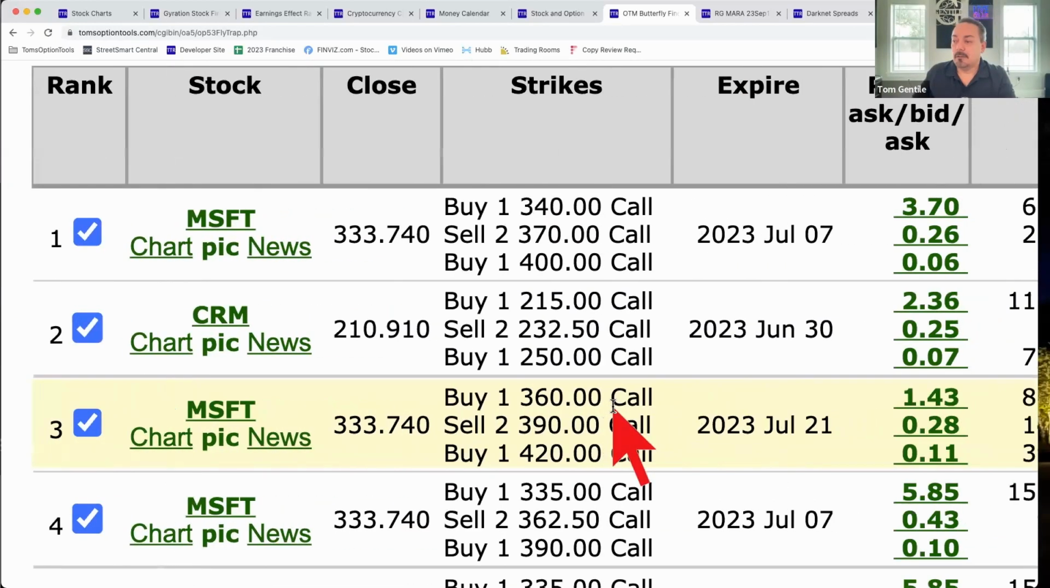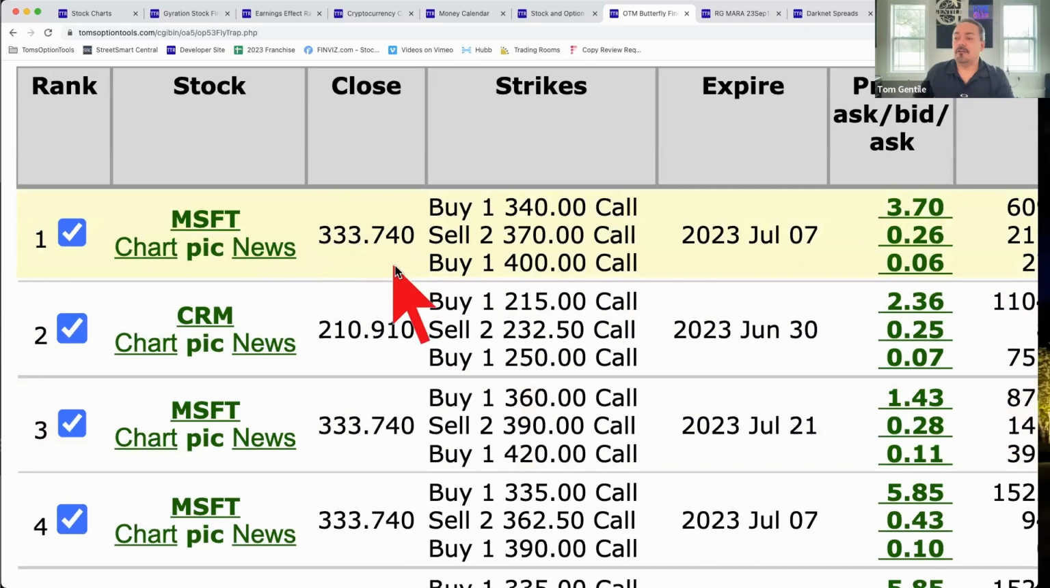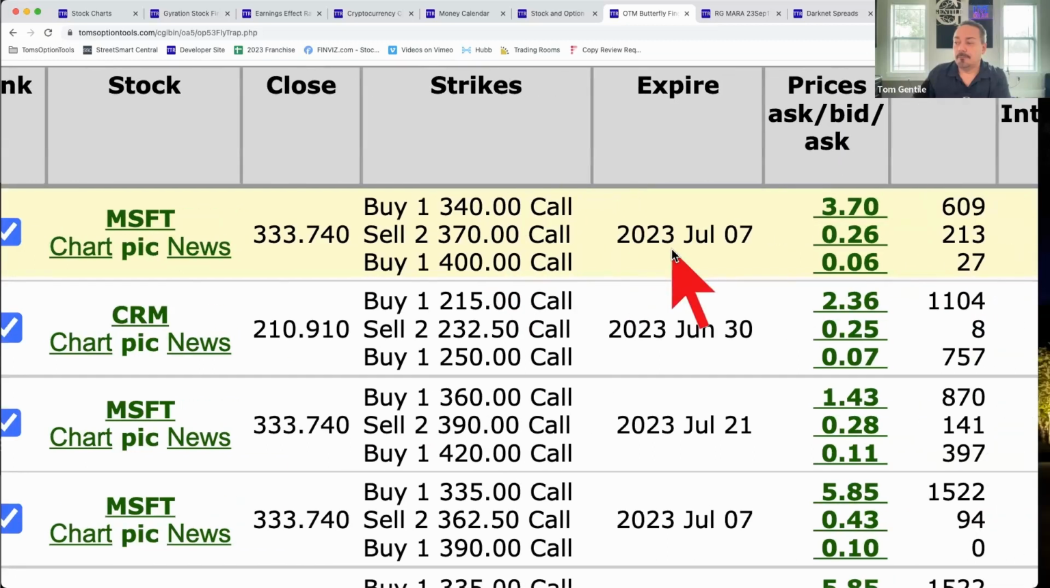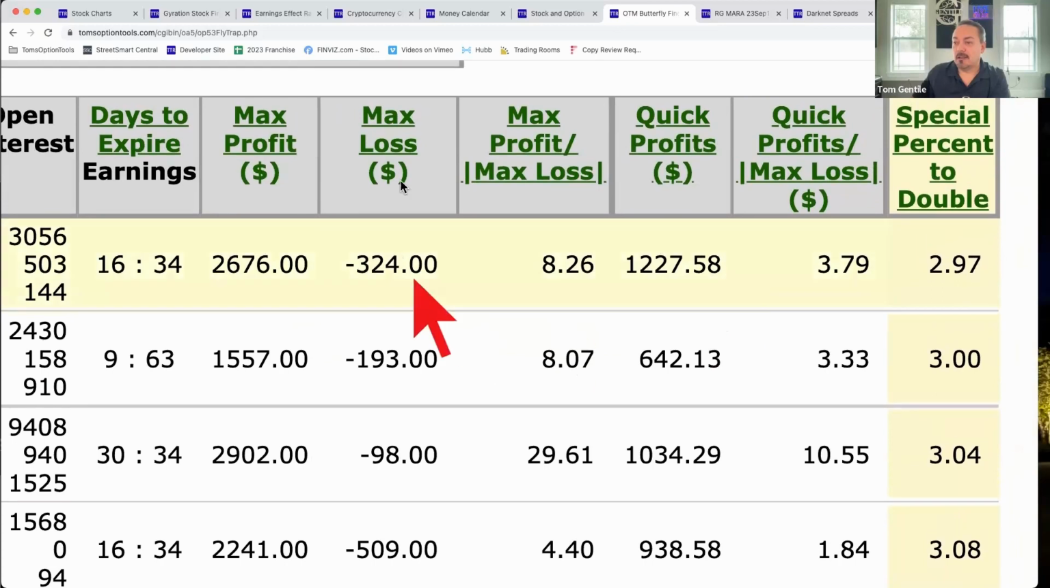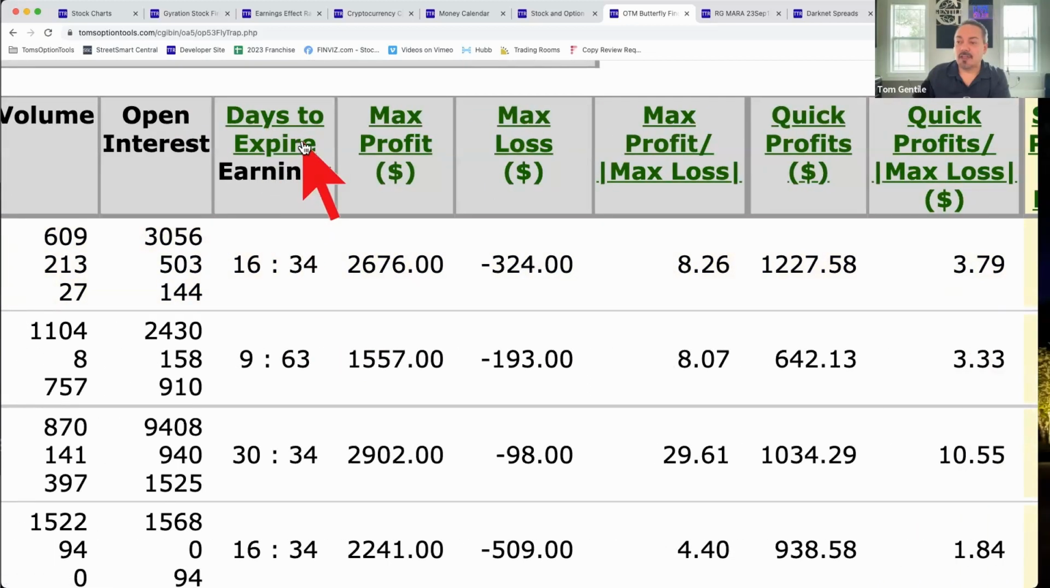Microsoft. All right, so Microsoft is trading at 333.74 right now. If we were to look at the 343, 400, these are 30 points apart. Let's look simply at buying the wing here, selling the body times 2, buying the wing for protection. You're looking at a cost and risk of 324, maximum profit of 2,676. My days to expiration are 16 days from now. The days to earnings are 34.